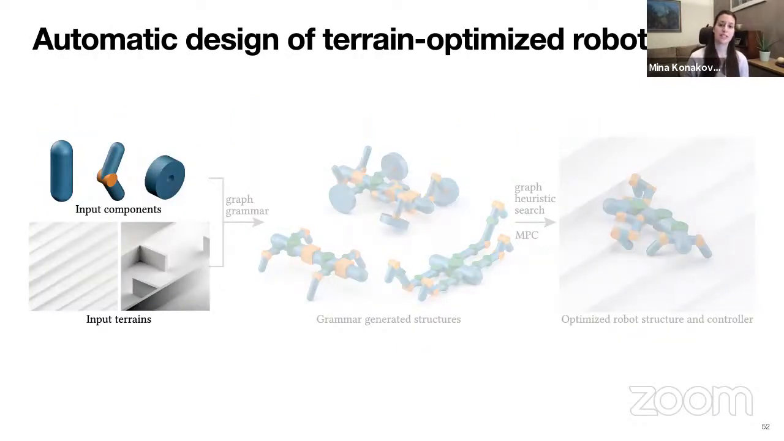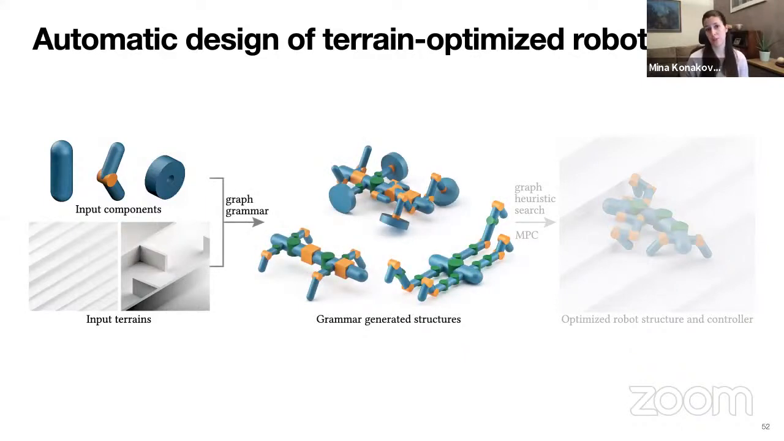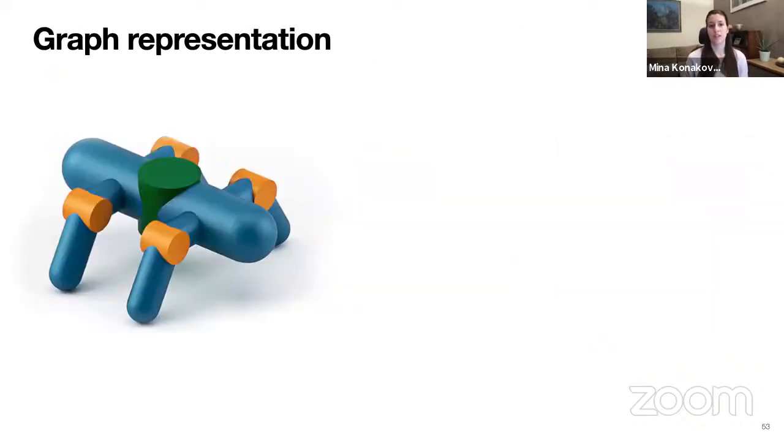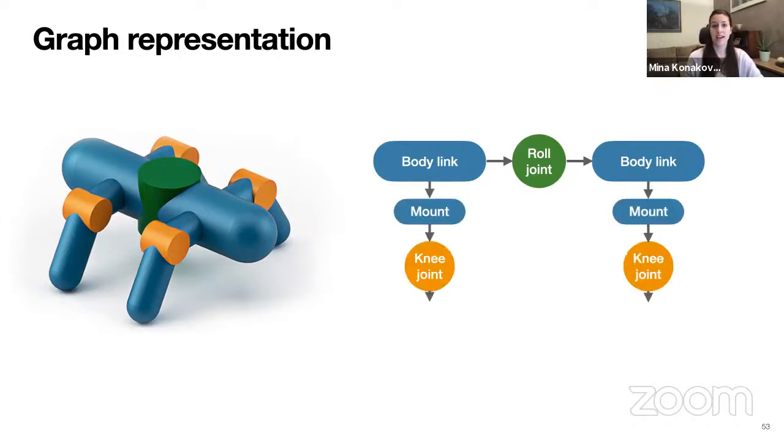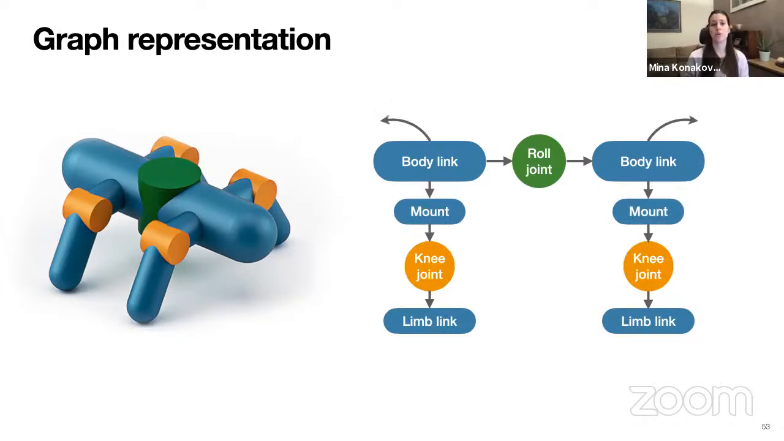And to answer these questions, we use grammars. We borrow this theory from the natural language processing community, and more specifically, we work with graph grammars. First of all, we abstract the structure of a robot in the form of a graph, where each node represents a robot part, such as body links, joints, and limb components. And to enforce the symmetry in pairs of limbs, we simply copy one limb branch to the other side of the body. And this directed graph can then easily be turned into a kinematic tree for simulation.